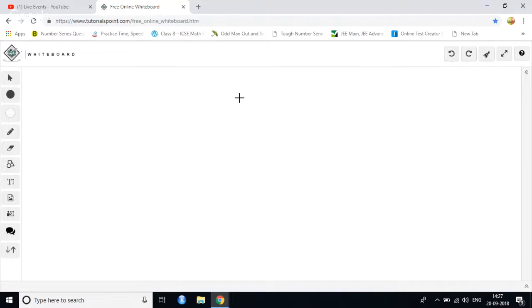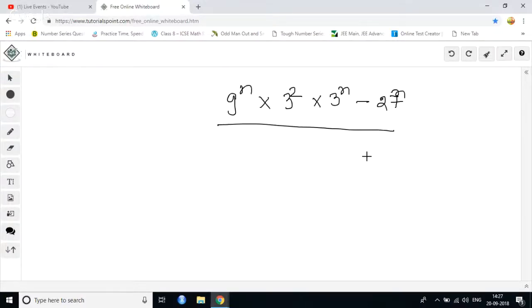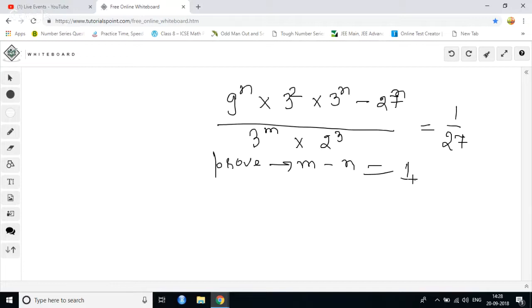This question, which a lot of you got wrong in the exam, I have given in the exam. 9 to the power n multiplied by 3 square into 3 to the power n minus 27 to the power n divided by 3 to the power m into 2 cube is equal to 1 by 27. You have to find out the value of m. You have to prove that m minus n is equal to 1. So how do you solve this kind of question? So you look at here.